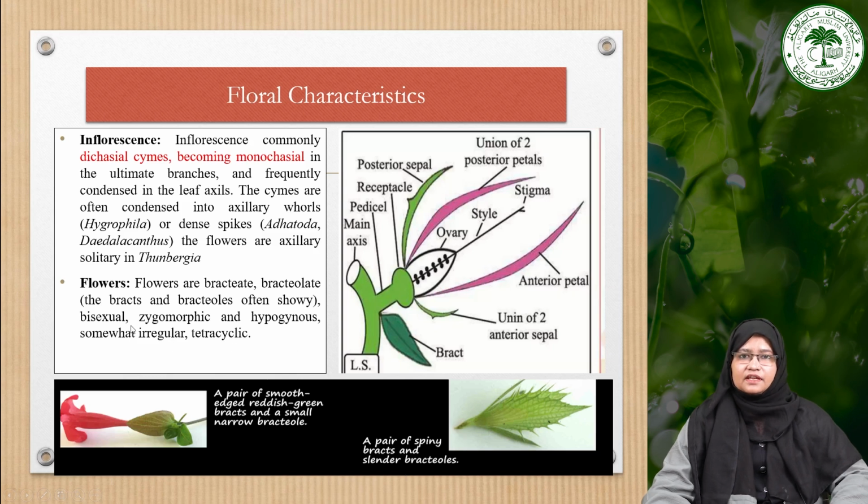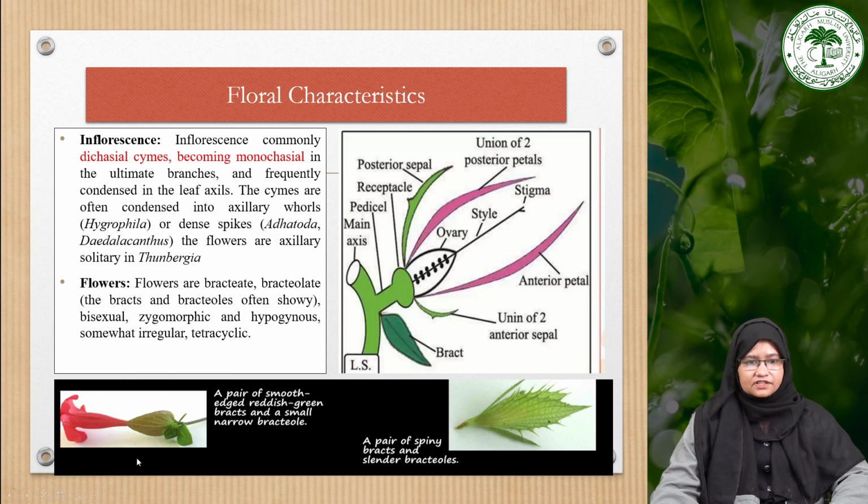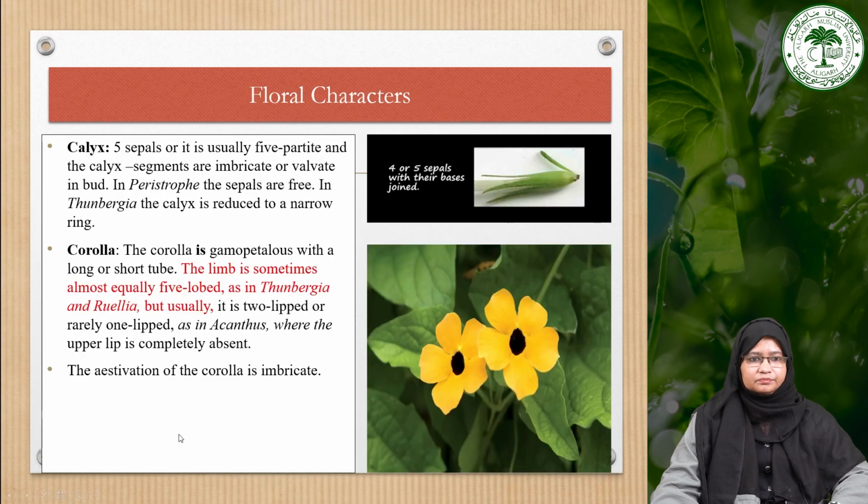The flowers are generally bisexual with zygomorphic symmetry and hypogynous. They are sometimes irregular and they are tetracyclic. Generally the floral parts are present in fours or multiples of four. So the main characteristic is the presence of showy bracts and bracteoles in the flower. As we can see here, a pair of smooth-edged reddish green bracts is present, and the small narrow bracteoles are also present.